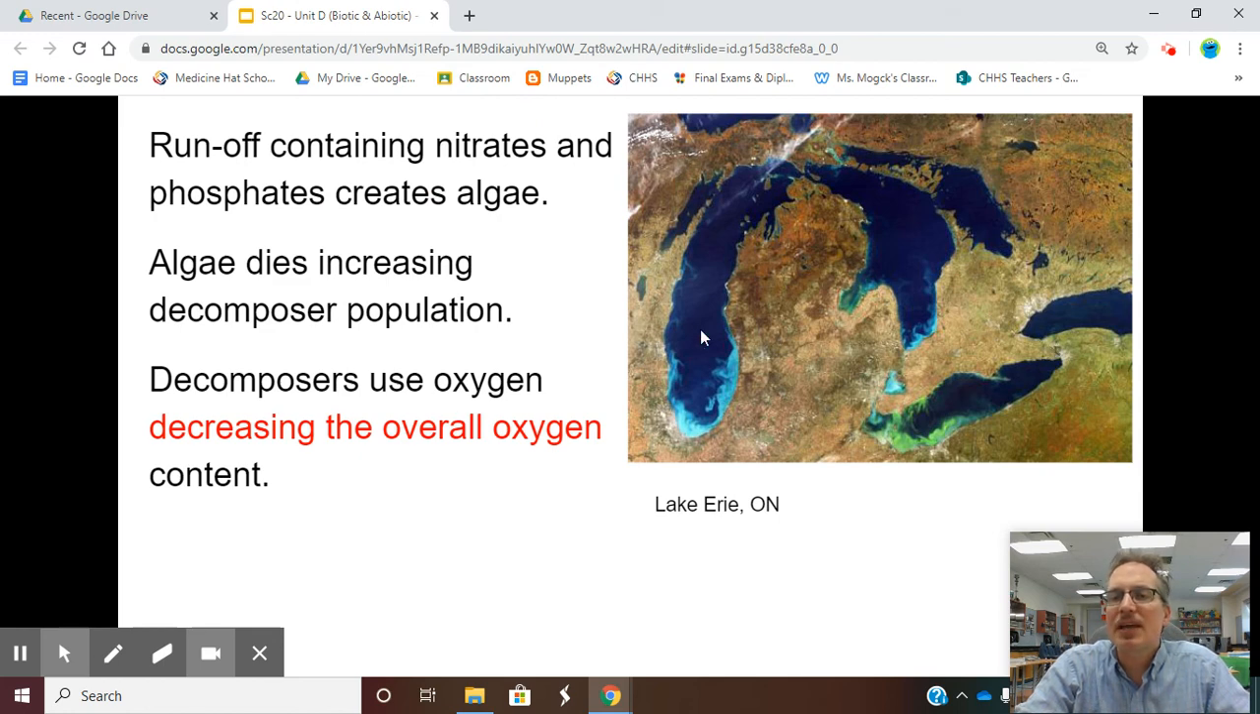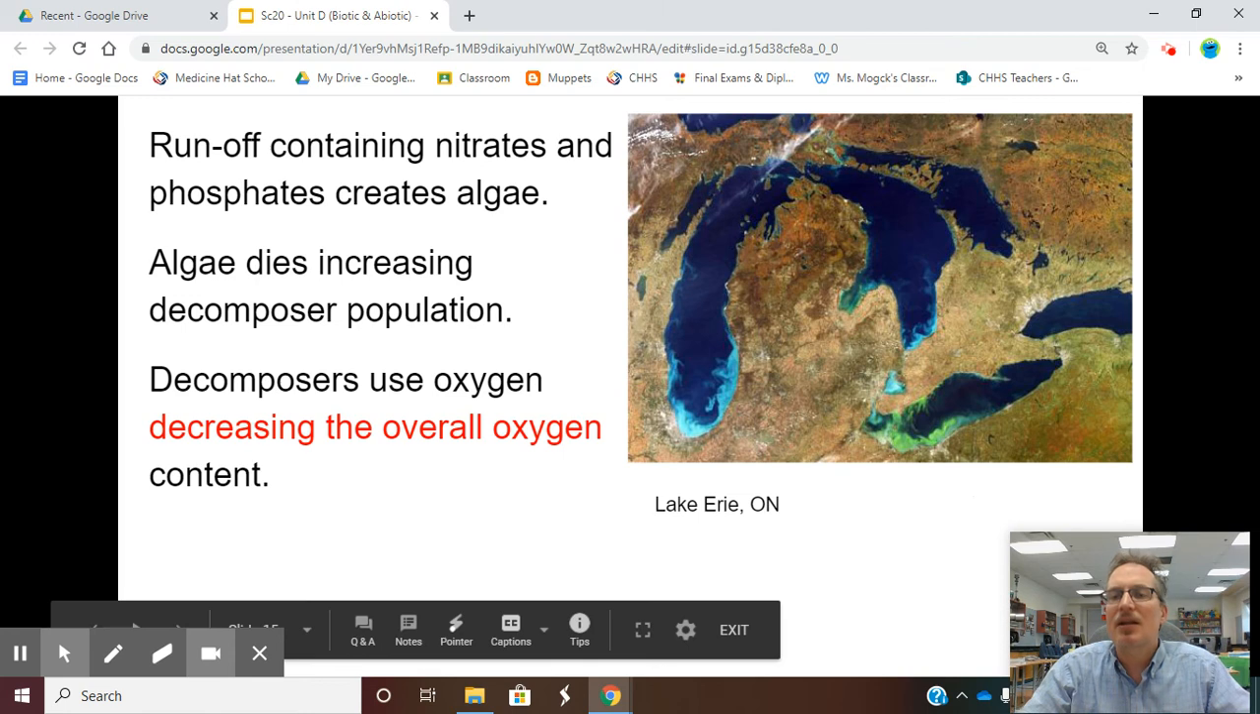Now, we can see here, these are your 5 Great Lakes. Okay, this down here is Lake Erie, and you can actually see in this shot the algae blooms. All of this, and this is a picture taken by a satellite in space, so that tells you how much there is that you can physically see it. This is due to the runoff of nitrates and phosphates, where it creates algae.